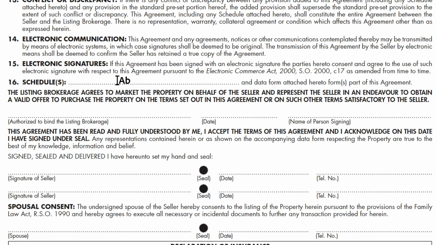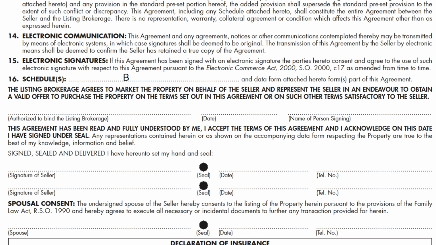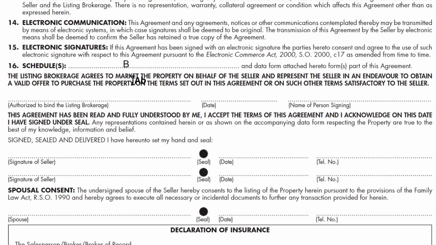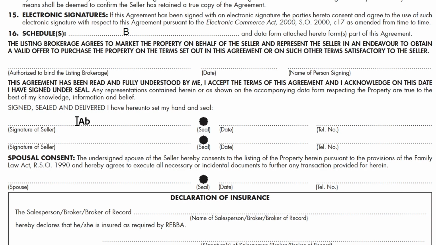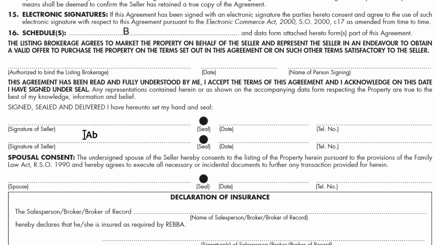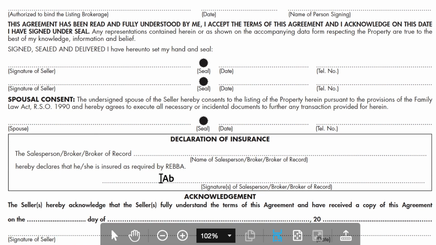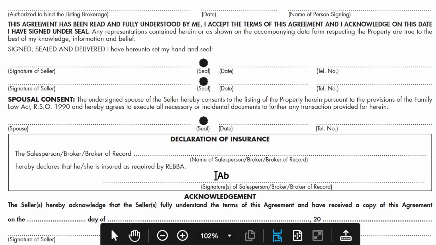16, schedule. Very straightforward. If a specific form or document has been added to this agreement, it should be indicated here. Below that, we sign to bind the brokerage as well as the sellers underneath that. Their spousal consent, like mentioned before, and just below that is our declaration of insurance for errors and omissions. It's what we pay annually for. We pay this to cover ourselves and basically the sellers as well.